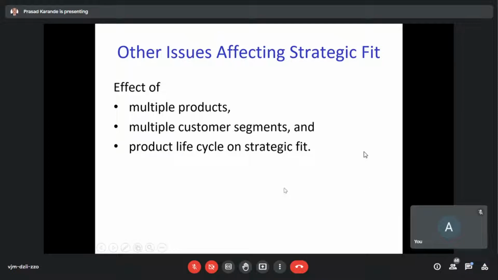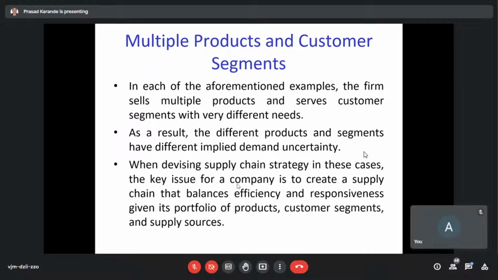These are other issues affecting strategic fit: the effect of multiple products, multiple customer segments, and product life cycle on the strategic fit. Because for each product, the uncertainty will vary based on the product or the group of products. So in that case, the strategic fit will again become complex, or you will need to reconsider the strategic fit for those specific segments.